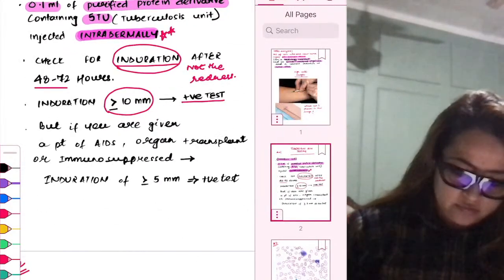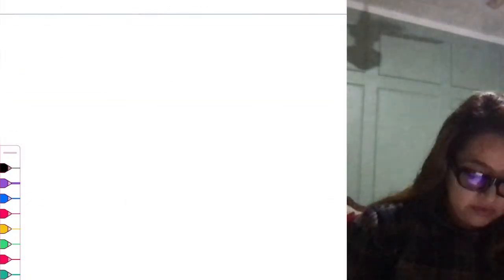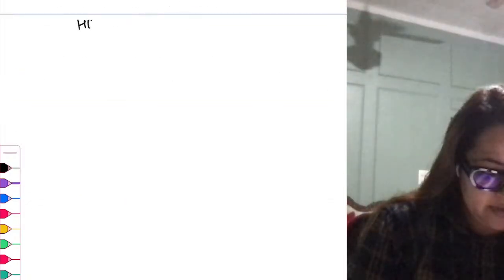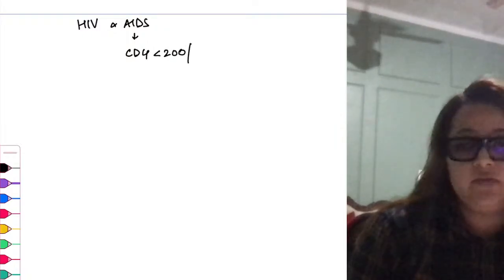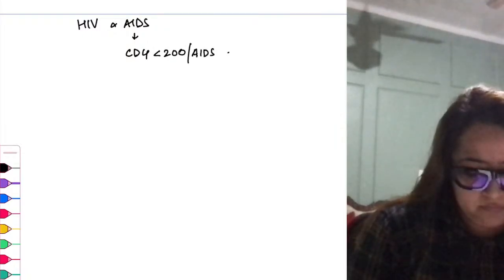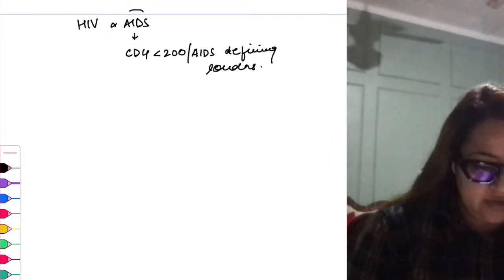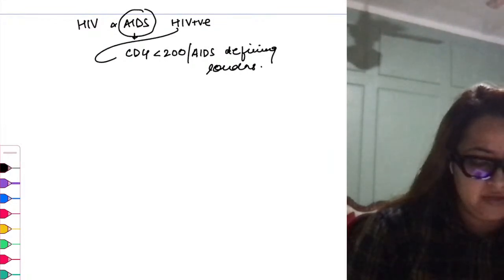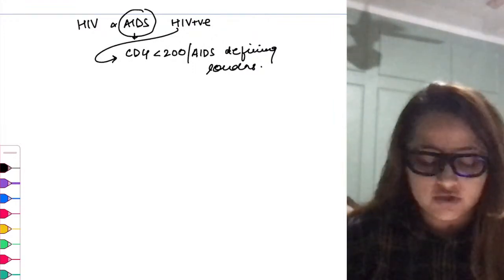Can anyone answer this question? When do you call a patient to have AIDS? Yes. See, HIV and AIDS are different. AIDS is when the CD4 count is less than 200, or if the patient develops AIDS defining lesions, if the patient is developing AIDS defining conditions. Okay, so an AIDS patient is an HIV positive individual whose CD4 count is either less than 200 or the patient is developing the AIDS defining conditions.